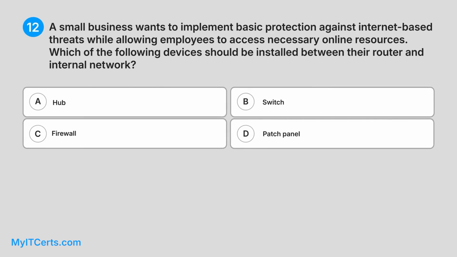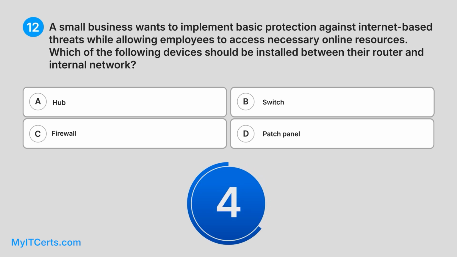12. A small business wants to implement basic protection against internet-based threats while allowing employees to access necessary online resources. Which of the following devices should be installed between their router and internal network? A. Hub. B. Switch. C. Firewall. D. Patch panel. Do you know the answer?